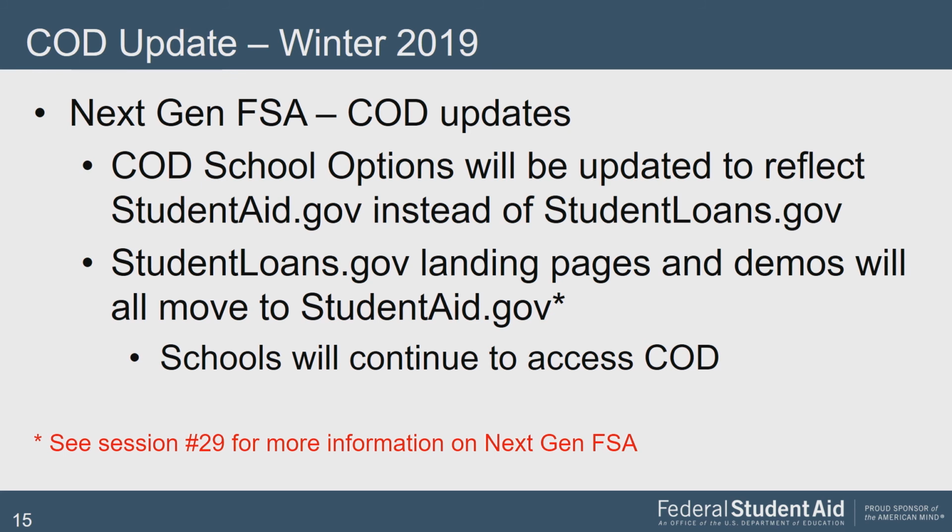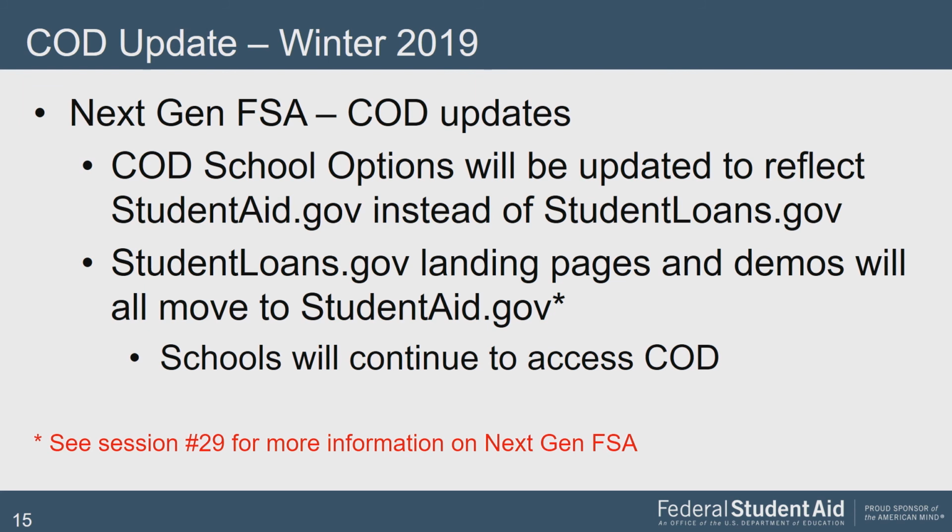So now we're going to talk about next-gen FSA, or now-gen FSA, based on our earlier presentation. The updates are minimal for the first iteration of next-gen, or when everything moves over to studentaid.gov. The one change on COD, which is very minor, is that your COD school options are going to be updated to reflect studentaid.gov instead of studentloans.gov. That's if you think of your non-award specific and award year specific updates in the options.